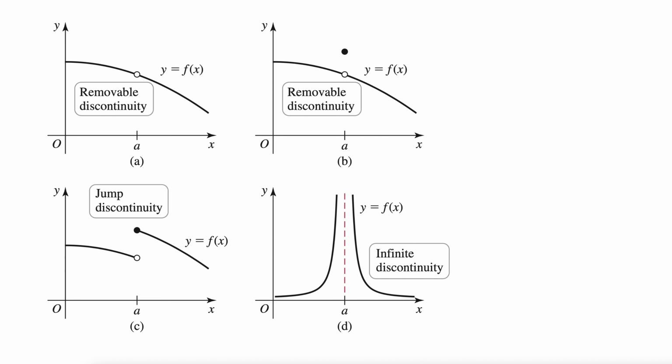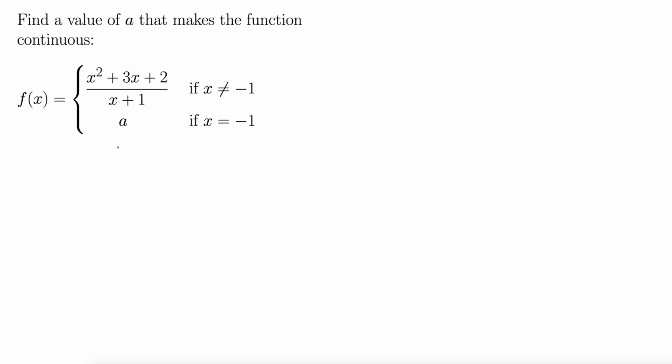For this particular example, let's focus on a removable discontinuity and then work on fixing that so that the function becomes continuous. Here we want to find a value of a that makes the function continuous, and we're given a piecewise function. As long as x does not equal -1, we have (x squared plus 3x plus 2) over (x plus 1). But then when x equals -1, we have a, and that's what we're trying to solve for.